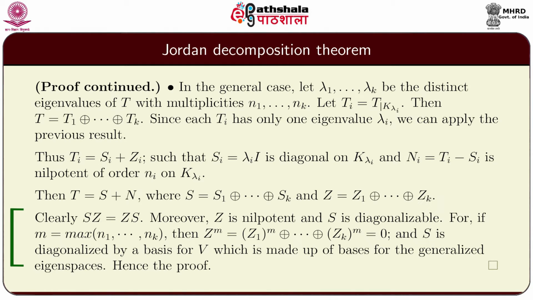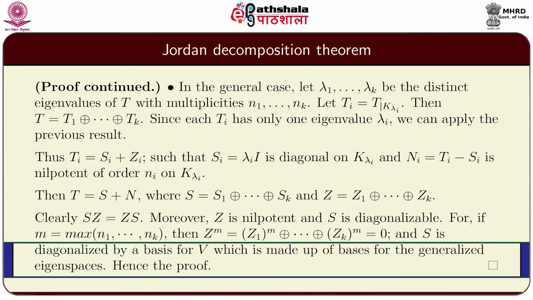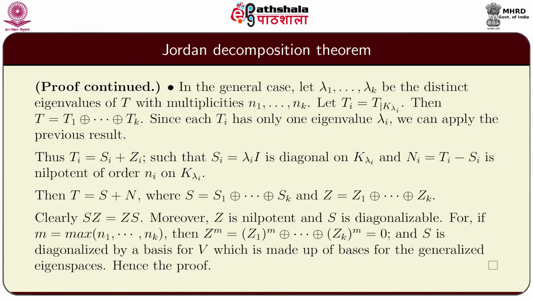Why is that so? If M denotes the maximum of these multiplicities n1 and so on up to nk, then Z raised to M is Z1 raised to M direct sum and so on up to Zk raised to M, and that is equal to 0, and S is diagonalized by a basis for V which is made up of bases for the generalized eigenspaces. Hence the proof.